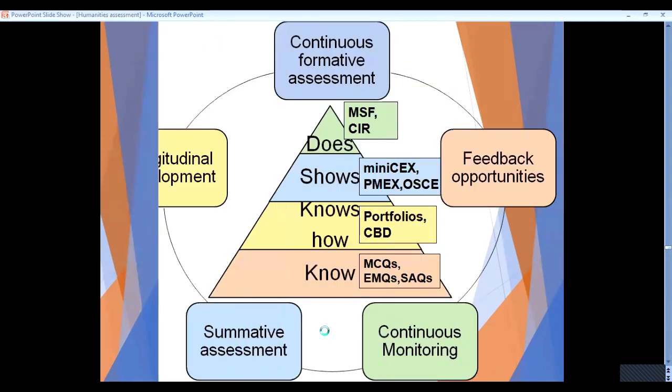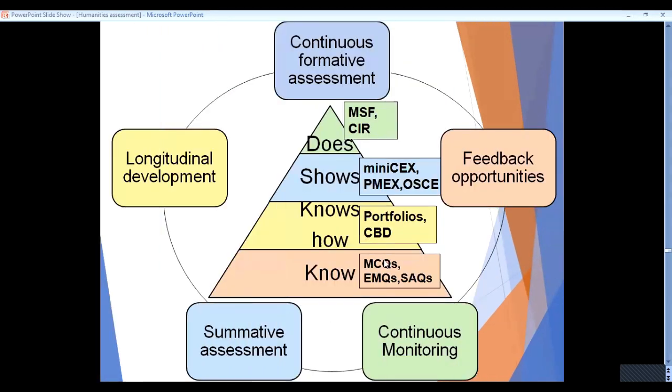So these are a few characteristics of assessment methods. And again, here we come to Miller's pyramid. If you want to test the knows level, or just simple knowledge level of the students, you can go for MCQs, essay questions, short answer questions. Then still higher up, if you want to test knows how, you can go for portfolios, case-based discussions. For the shows how level, you can go for PMAX, OSCE. The mini-CEX should actually be on the topmost part, that is the does level. Mini-CEX, then multi-source feedback, critical incident reports, all these are for the does level.